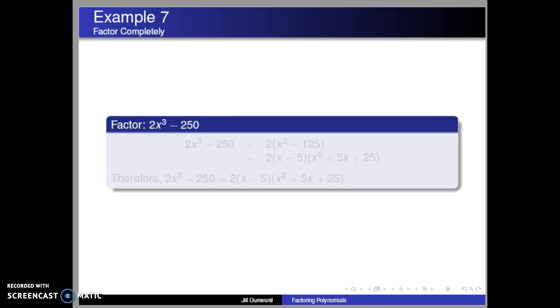Now let's factor 2x cubed minus 250. Notice that both terms have even coefficients, and when we factor out 2, we're left with x cubed minus 125 as our second factor. This is a difference of cubes, x cubed minus 5 cubed. So using the SOAP rules, we get x minus 5 times x squared opposite sign 5x, always positive 5 squared.